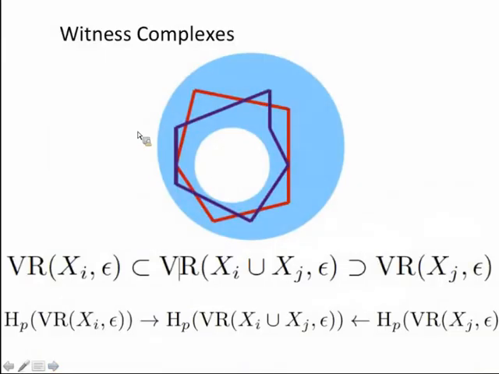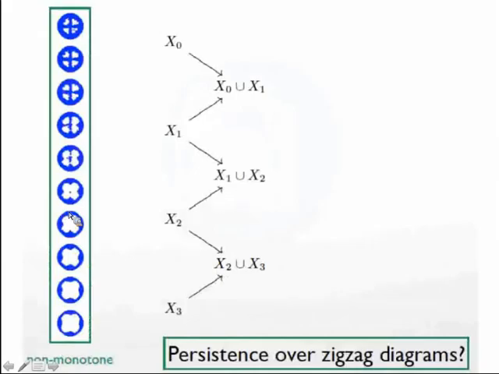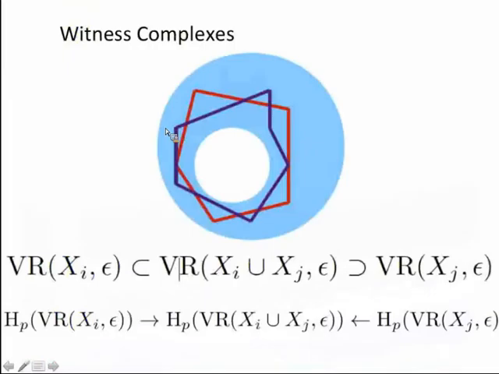There's another important application of zigzag persistence. So any questions first upon this application of zigzag persistence? Unions or intersections of sets that may or may not be related to each other. Our witness complexes is also a very interesting application.